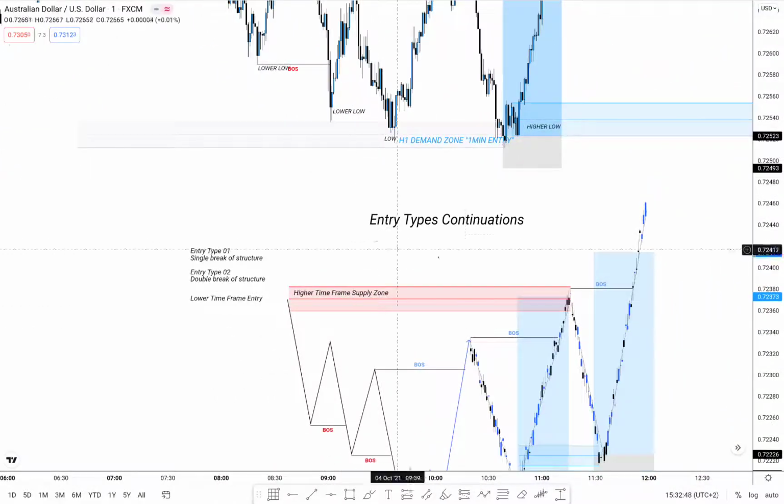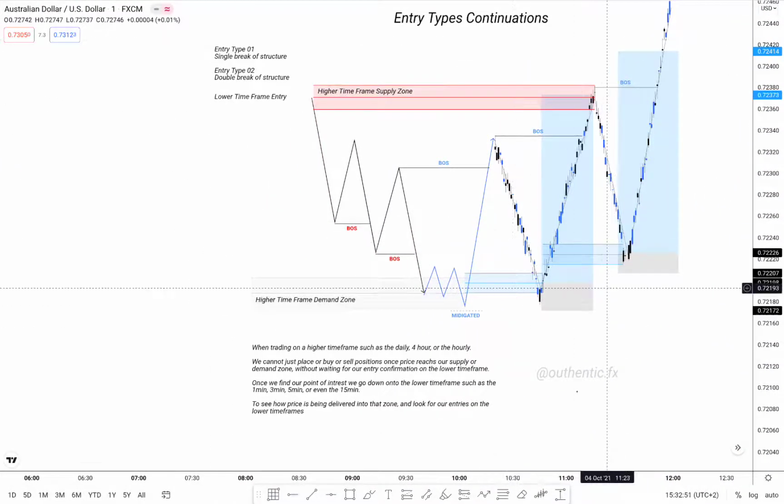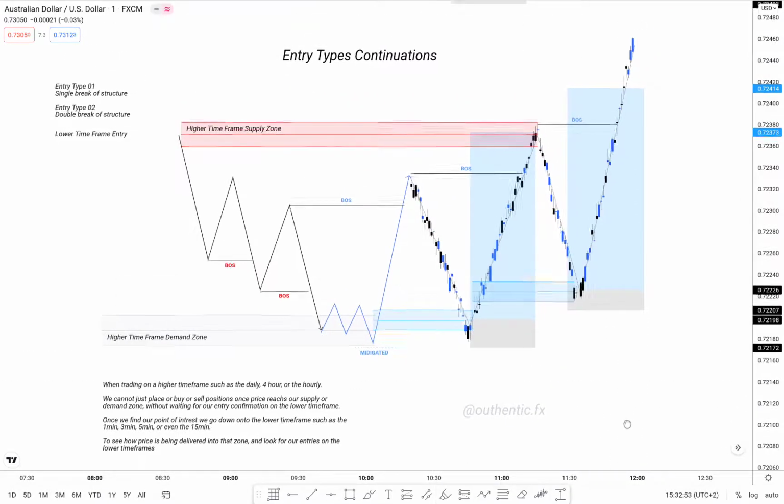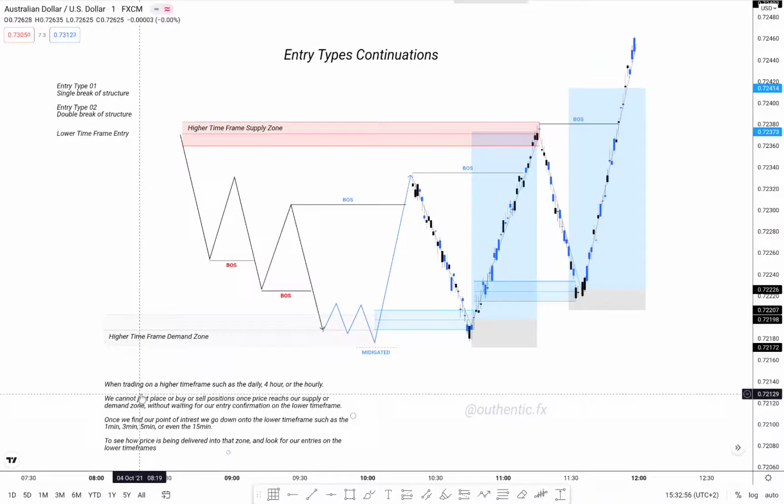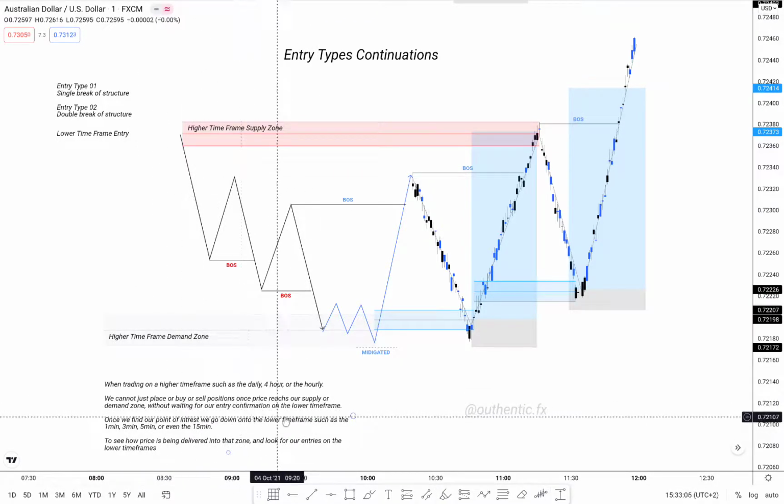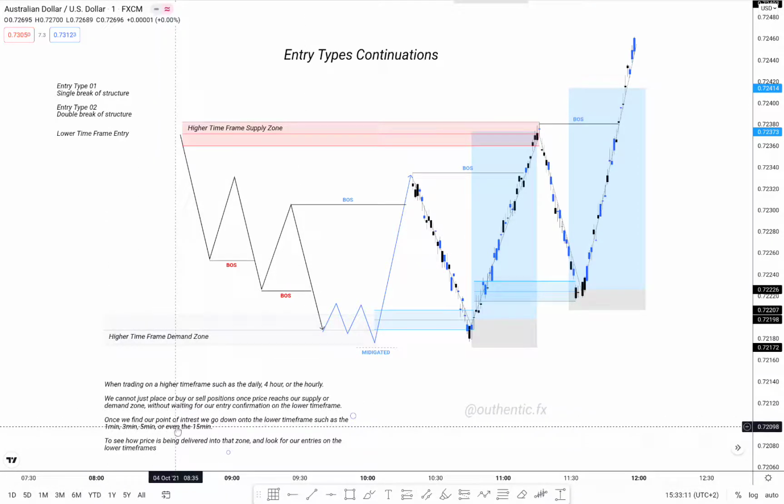So to get back to it, very simple understanding the way price moves. I will re-explain it quickly. When trading on a higher time frame, such as the daily, 4-hour, or hourly, we cannot just place our buy or sell positions once price reaches our supply or demand zones without waiting for any confirmations on the lower time frame. Right? Once we find our point of interest, we go down onto the lower time frame, such as the 1 minute, 3 minute, 5 minute, or even the 15 minute, to see how price is being delivered into that zone and look for our entry on the lower time frame.